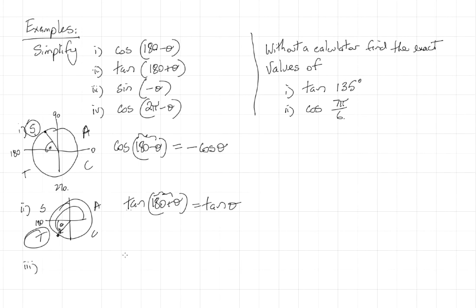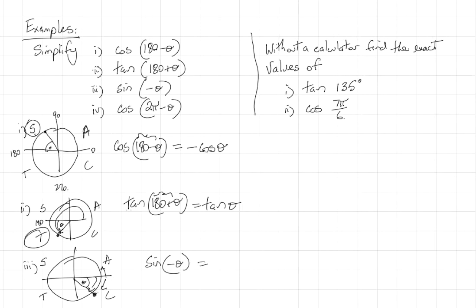Number three, sine of minus theta. All stations to central. Now minus theta. Minus theta, the negative means that instead of going this way for the positive, we're going to go down this way. So there is my minus theta. That's the same as 360 minus theta. Is exactly the same as minus theta.